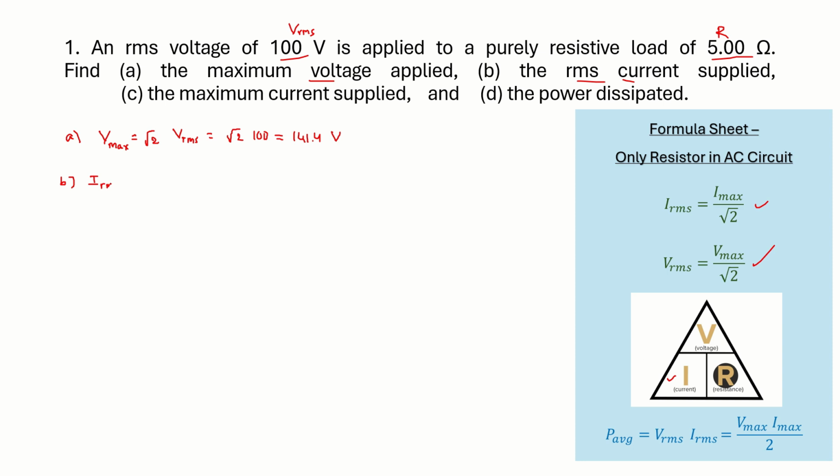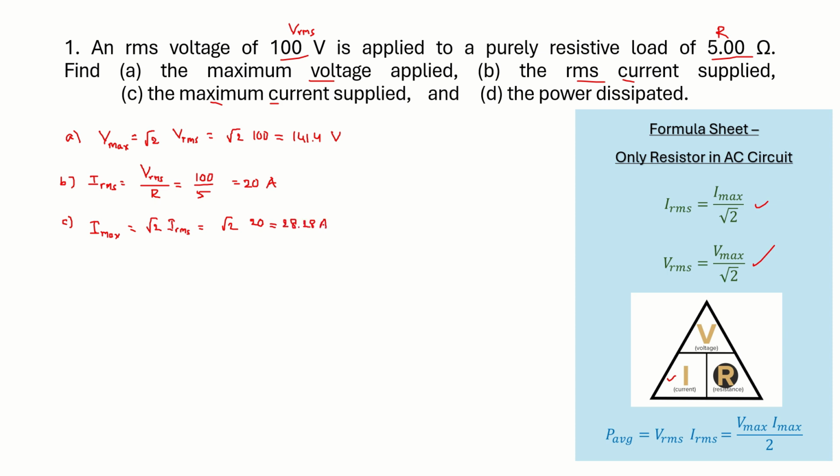I RMS we can get by Ohm's law, that is V RMS over the resistance. So V RMS equal to 100 over the resistance 5, which is equal to 20 ampere. The third one, the maximum current we have to find. Now we will use this formula, I max equal to root 2 times the I RMS, which is equal to root 2 times 20.